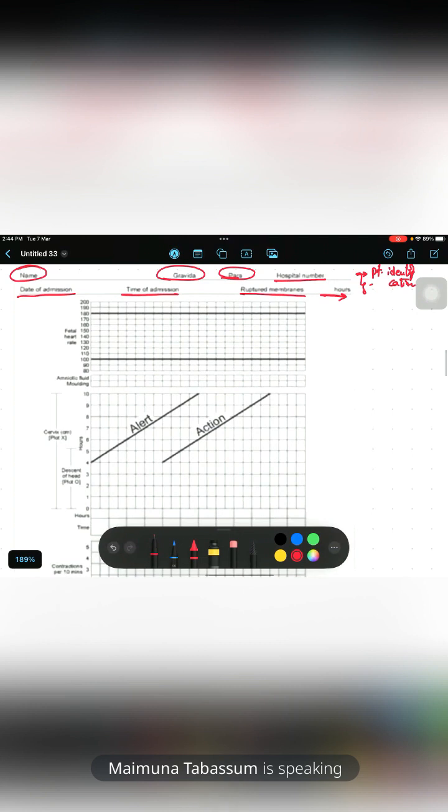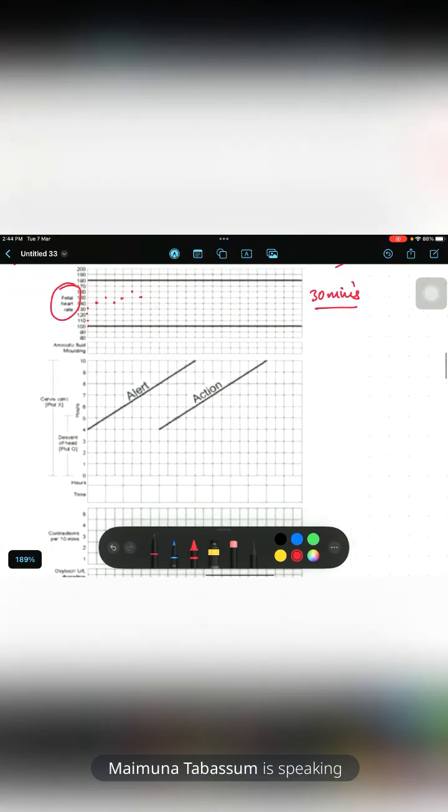Then comes the fetal heart rate. Here you can see 100, 110, 120, 130. The fetal heart rate should be recorded every 30 minutes. If the fetal heart rate is 140, you will mark it as 140. If it is 150, you will mark it 150. Again 140, 150, 160. So this is the marking of the fetal heart rate.